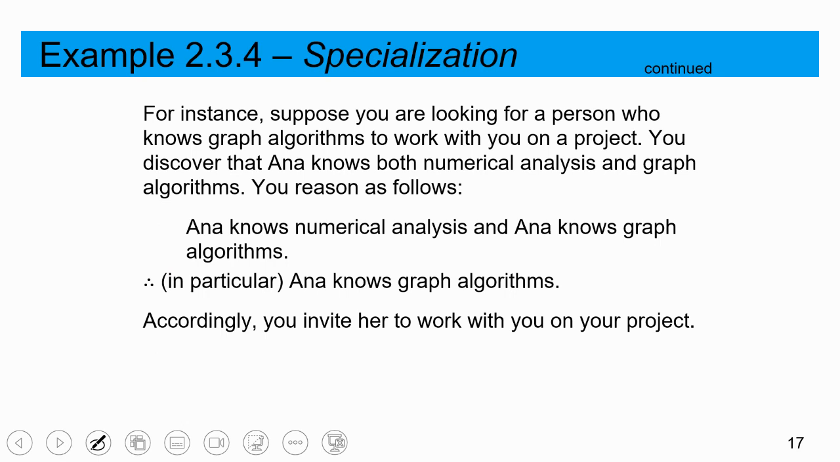So, for instance, suppose you're looking for a person who knows graph algorithms to work with you on a project. You discover that Anna knows both numerical analysis and graph algorithms. So, here's how you reason. Anna knows numerical analysis and Anna knows graph algorithms. So you can conclude Anna knows graph algorithms and proceed, because the fact that she knows numerical analysis, while impressive, is not pertinent to the job at hand.